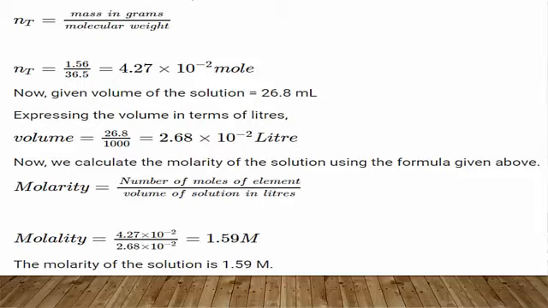How to convert milliliters to liters? For the conversion of milliliters to liters, we need to divide the number by 1000. If we divide 26.8 by 1000, the answer is in liters, which is 2.68 into 10 raised to minus 2 liters. If we take the ratio of number of moles and volume converted into liters, the answer is the molar concentration, and the answer is 1.59. Therefore, the molar concentration of that solution is 1.59 molar.